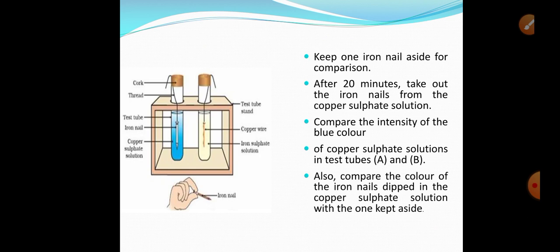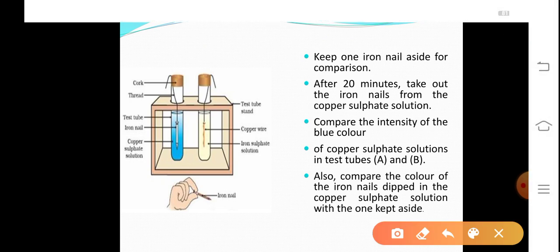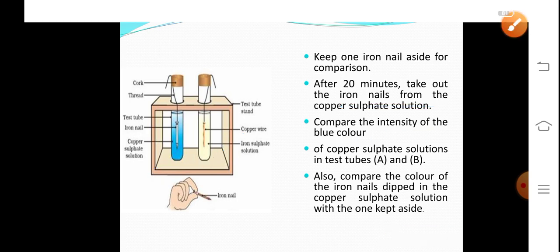Now what will happen after 20 minutes? After 20 minutes, take out the iron nail from the copper sulfate solution. Now compare the intensity of the blue color. As you can see in the activity, one test tube has a proper blue color, whereas in the second test tube, the color faded. Why is this so? Let us find the answers to all these questions.